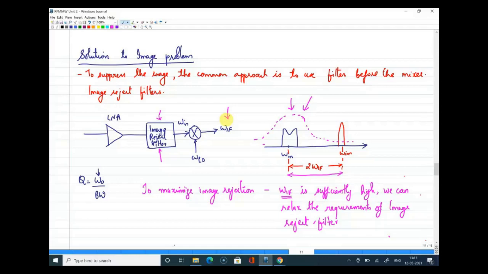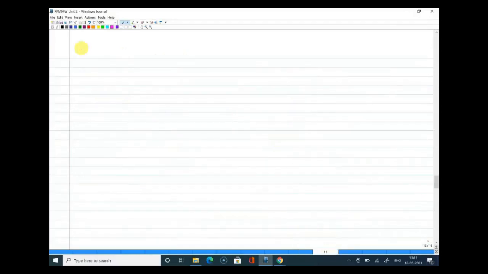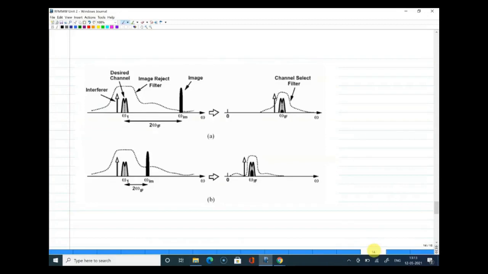So what you can clearly see here is there is a trade-off between image rejection and channel selection. That is the point we need to understand here. There is a trade-off between image rejection and channel selection. Let me keep a diagram here. I think that will give a little more clarity.